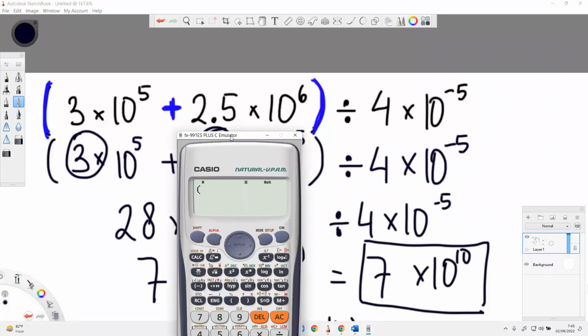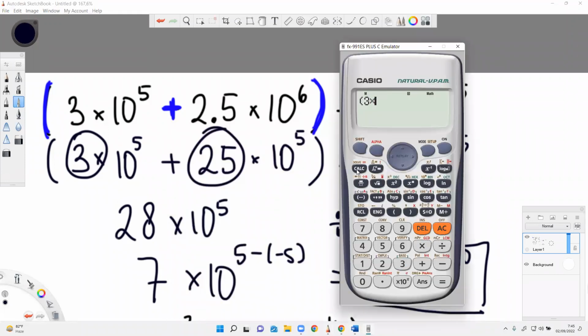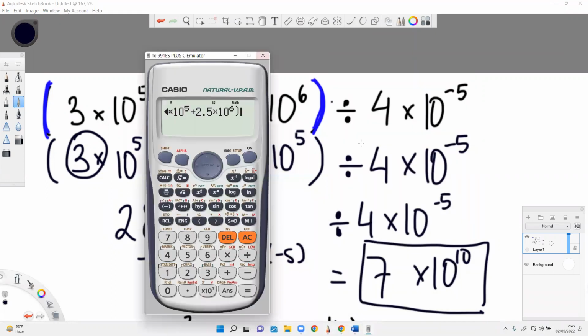You put the bracket, right? 3 times 10 to the power of 5, right? And then press right, going down the cursor, plus 2.5 times 10 to the power of 6, go right, put the bracket, and then you divide. No problem. Put the bracket. Why? If you don't put the bracket, the multiplication of 10 power -5 is wrong. 4 times 10. So this will be the workings on the calculator. So you have to put the bracket here.